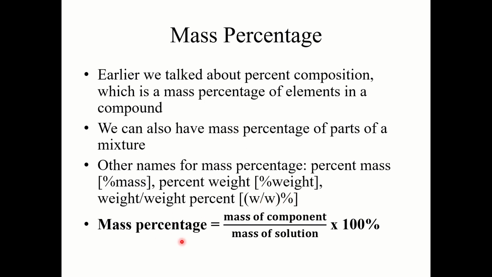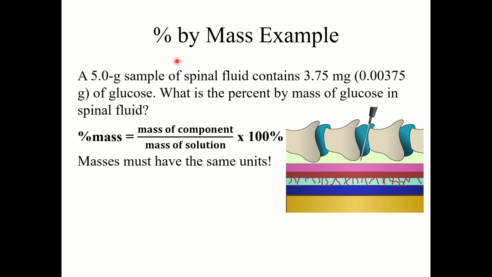To calculate mass percent, it is simply the mass of the component you're interested in divided by the total mass of the solution, and then again multiplied by 100% to put it in a percentage. So let's just look at an example. A 5-gram sample of spinal fluid contains 3.75 milligrams, which is 0.00375 grams, of glucose. What is the percent by mass of glucose in spinal fluid?